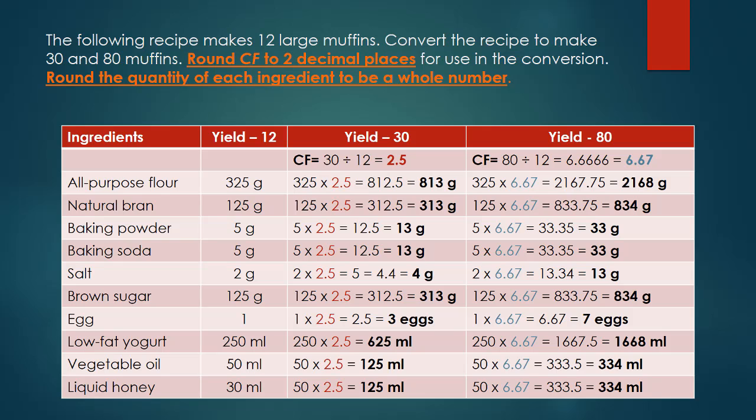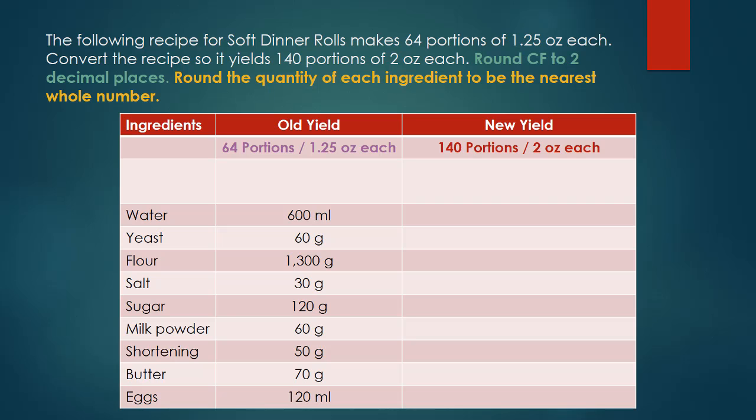essentially remember the conversion factor formula is the new yield, how much do I want now, divided by the original yield, how much does my recipe make? That gives you the conversion factor. You take that conversion factor and you multiply the amount of each ingredient in your original recipe to get how much you need to make your new yields, be it 30, be it 80, be it whatever number you want. A simple formula to remember, but there is one exception, and here it is.